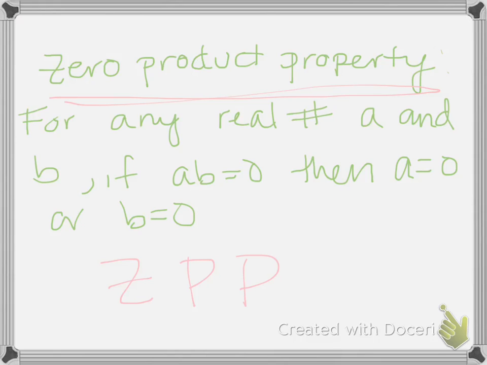So we talked about in chapter 10 the zero product property, or ZPP. For any real numbers a and b, if ab, so a times b, equals 0, then a equals 0 or b equals 0. So we're going to have our two factored sets, and we can set both of them equal to 0, because when we multiply them and set it equal to 0, it means the same thing.